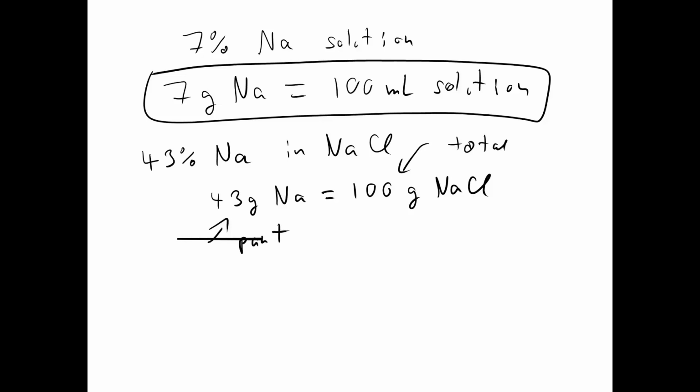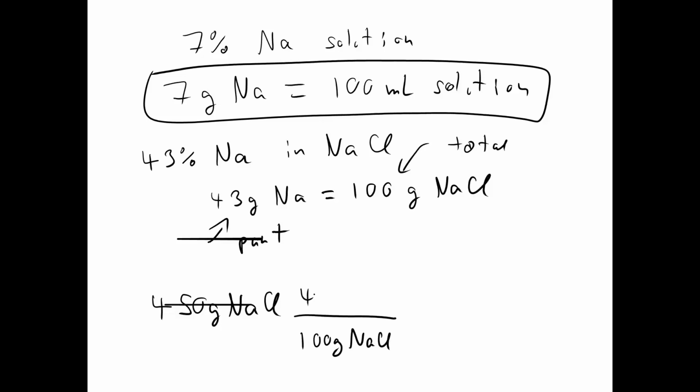And if I ask you how many grams of sodium are there in 450 grams of sodium chloride, you can say, okay, there are 450 grams of sodium chloride, and you use this as a conversion factor, right? You write there 100 grams of sodium chloride, and 43 grams of that are sodium, and you get an answer.